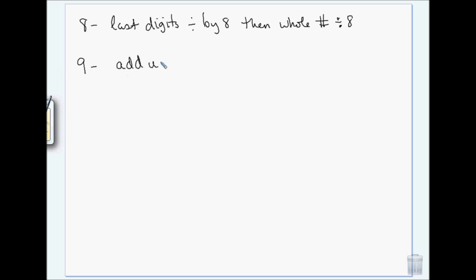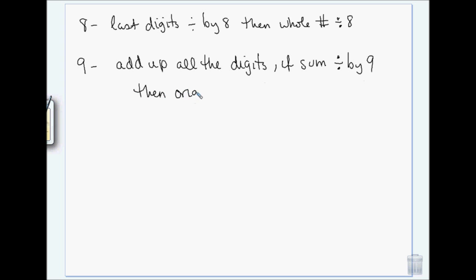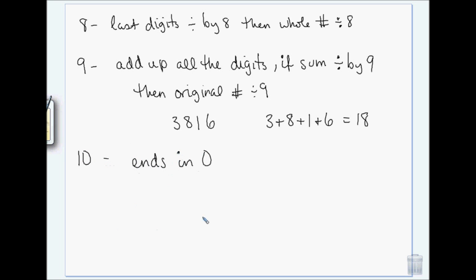9 is kind of like 3. You add up the sum of the digits, and if the sum divides by 9, then the whole thing will divide by 9. So 3816. If I add that together, I get 18. 18 divides by 9, so 3,816 will divide by 9. And then 10 is the easiest one. It ends in 0.